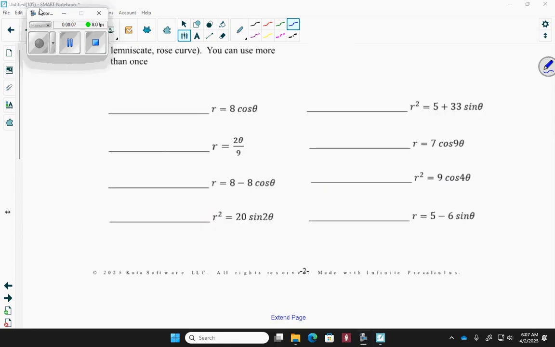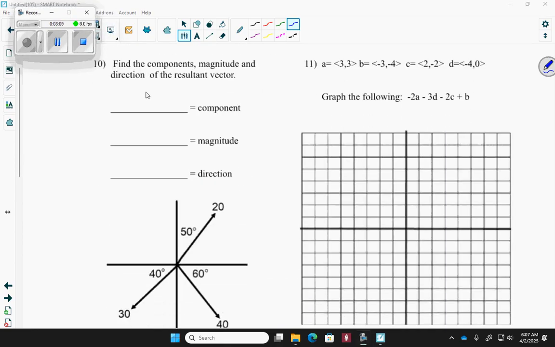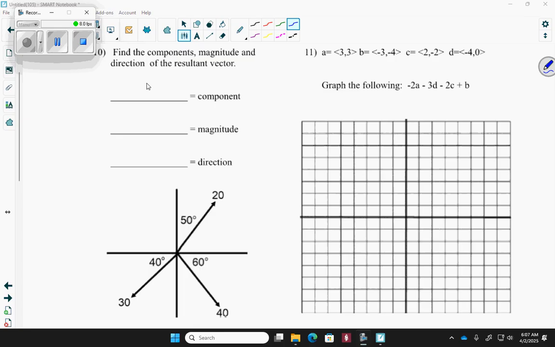All right. So for this one here, find the components. All right. So here we go. Notice the 50 degrees is right before the 90 degrees, so that's going to be 40. So that's going to be 20 cosine 40 degrees. Right? Because remember, you always start here, and that measurement is 40 degrees, and then 20 sine 40 degrees.